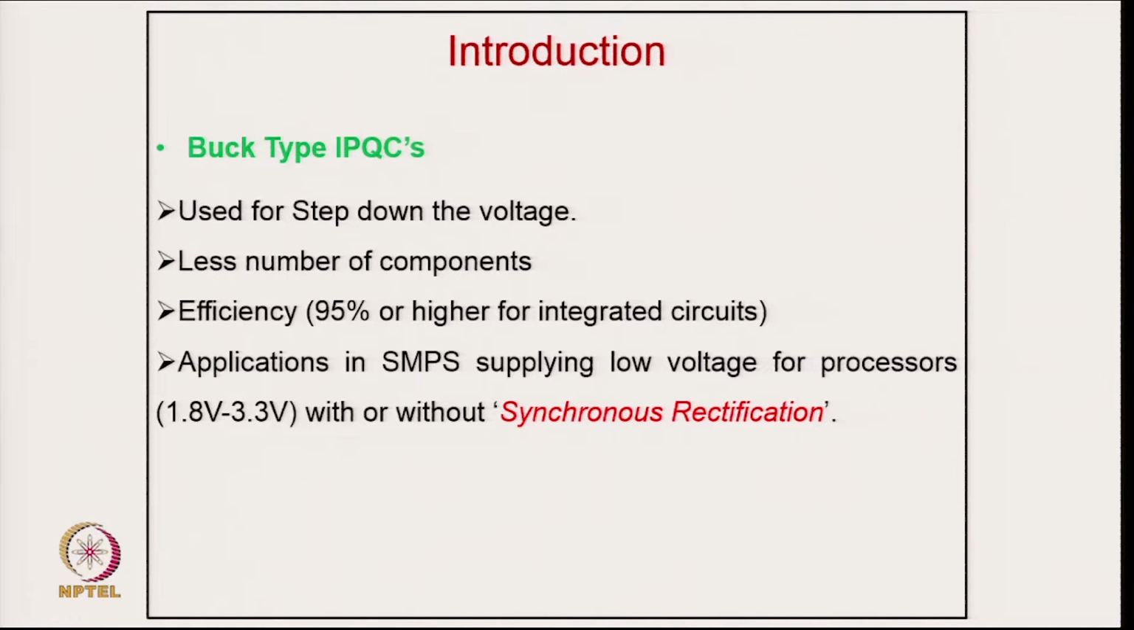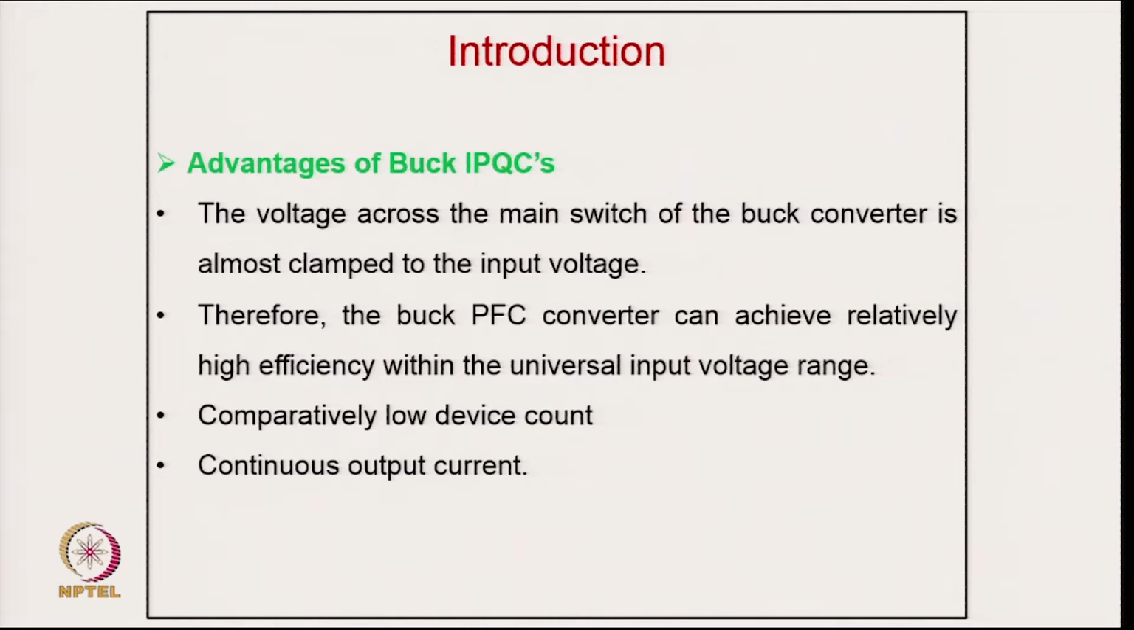So, coming to the buck type of improved power quality converters, they are used for stepping down the voltage, and of course, it has a smaller number of components and it offers quite good efficiency, 95% or more even at quite low ratings in many of the circuits used. It has applications in switch mode power supplies, supplying low voltage for processors, from 1.8 to 3 volts, with or without synchronous rectification. We will talk about applications some more a little later.